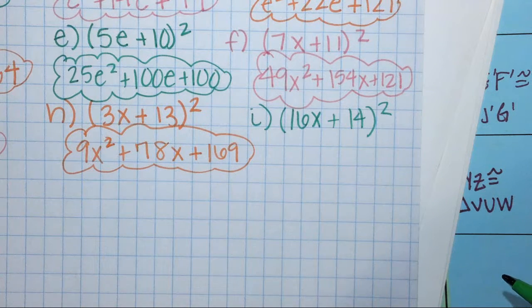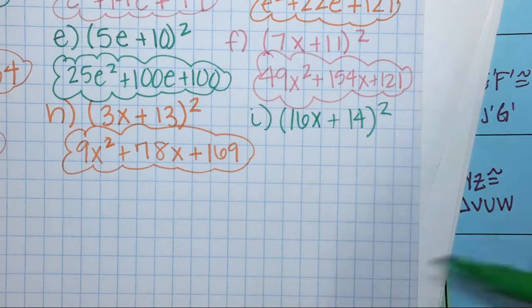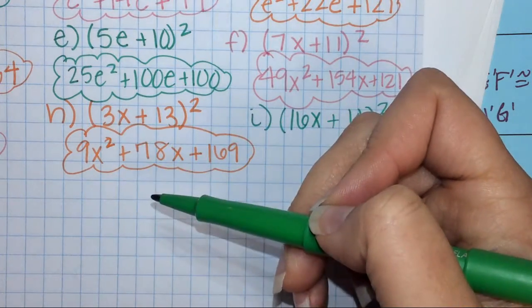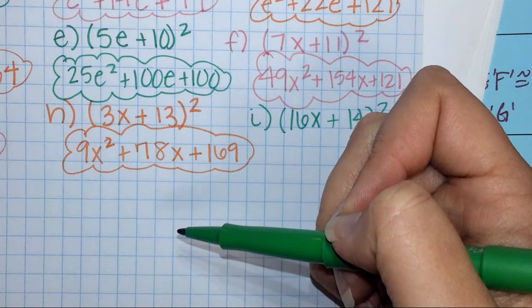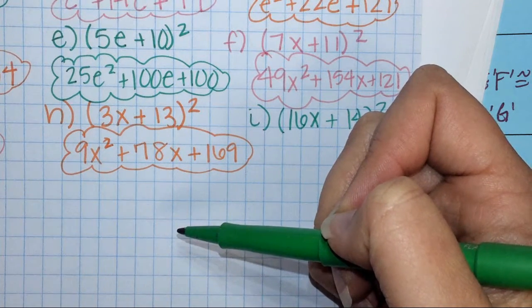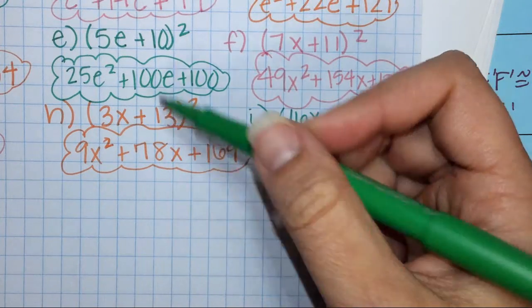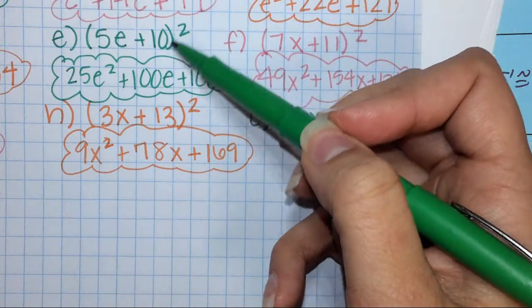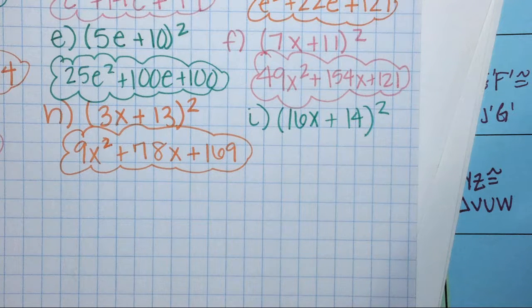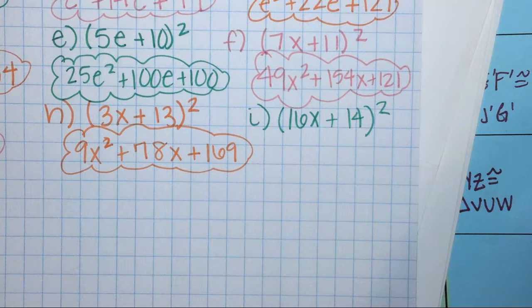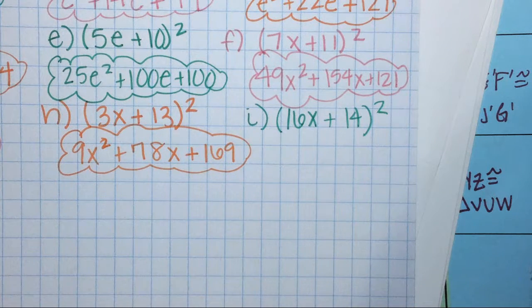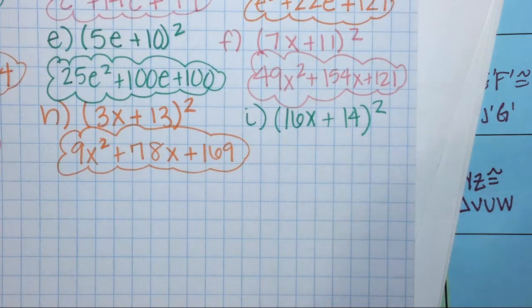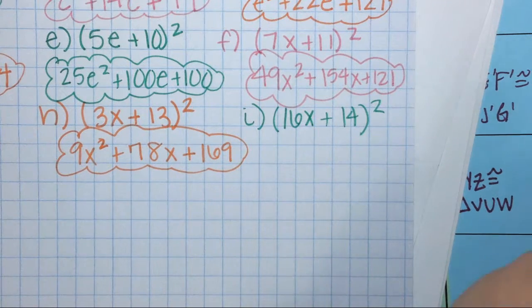5 squared is 25. 5 times 5 is 25. This 2 means that you square it. Square means you multiply it by itself. So 5 squared is 5 times 5. 6 squared is 6 times 6. What would 3 squared be?